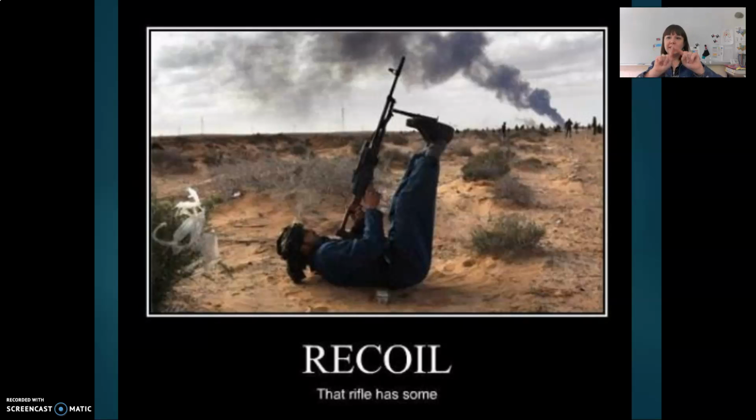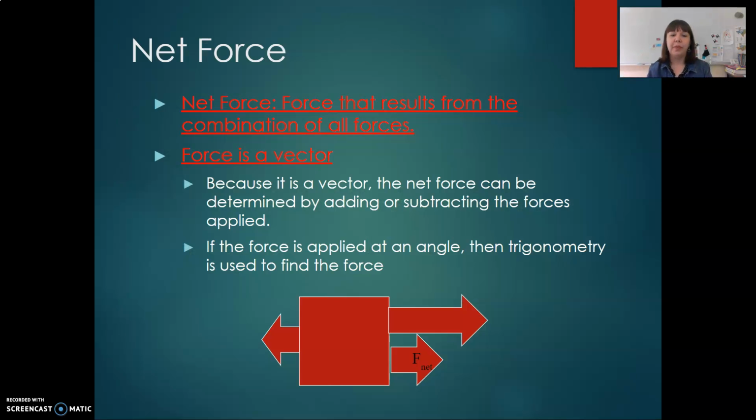But you don't notice as big of an acceleration backwards because there's more mass. Remember in second law, F is ma, same force, opposite directions, but the smaller mass will get the bigger acceleration, that's the bullet or the paintball, and then the bigger mass will get the smaller acceleration.